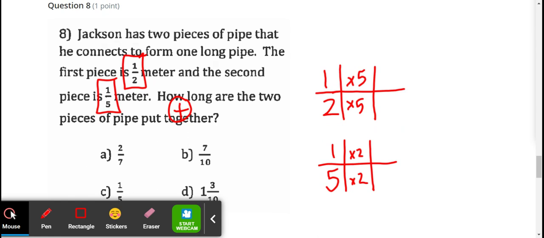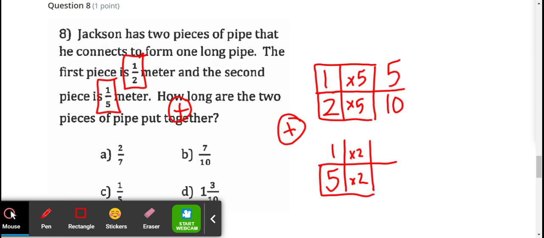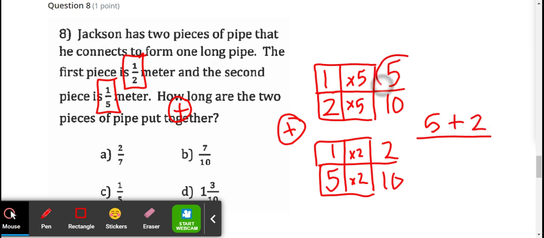Jackson has 2 pieces of pipe that are going to connect for 1 long pipe. So he's going to put them together. So we need to add to find the total. So for the common denominator, we can multiply the opposite denominators as a factor to find the common denominator. So 2 times 5 would be 10. 1 times 5 would be 5. 5 times 2 is 10, and 1 times 2 is 2. So we are adding. So you have 5 plus 2, numerator plus the numerator is going to give us 7/10.